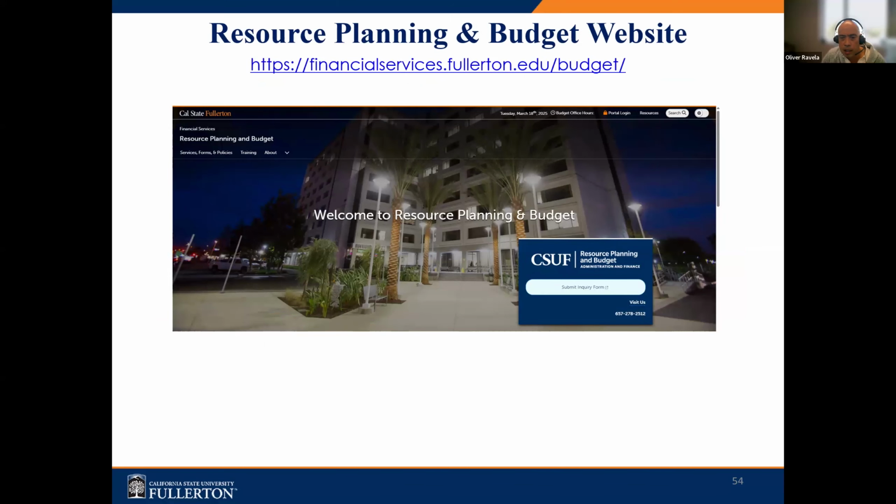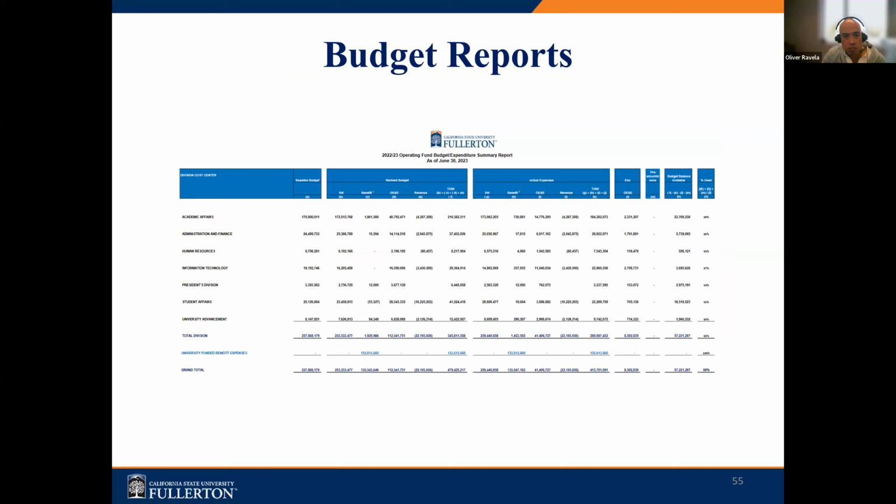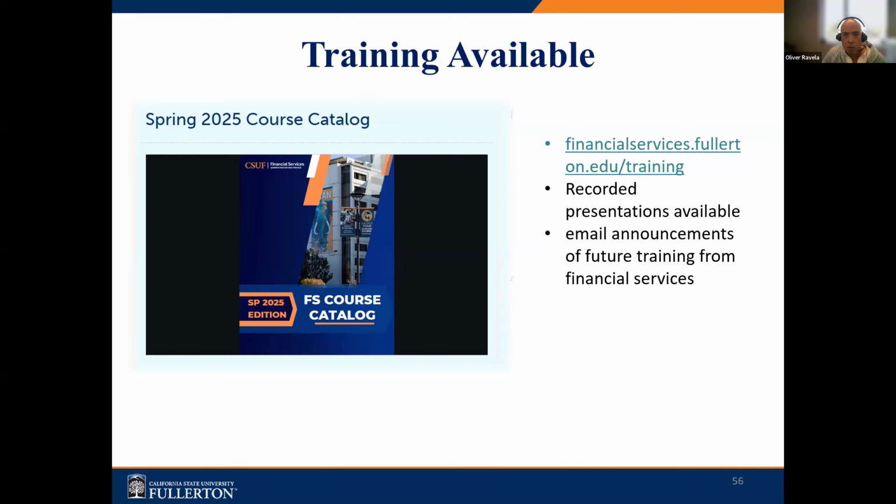For those who need any additional resources, I would highly encourage you to visit our website, the Resource Planning and Budget website. Here you can get information on various trainings that are available, as well as some reports like budget to expenditure summary reports that are available by unit. And really, you can find information here down to the department level if you so choose. Again, I encourage you to look for training that's made available through the financial services website.